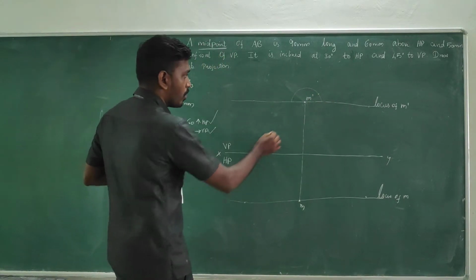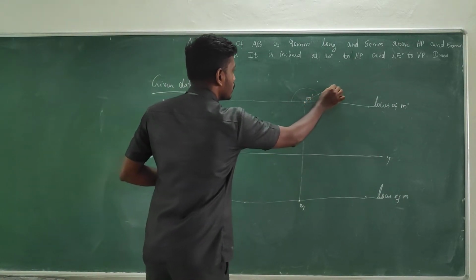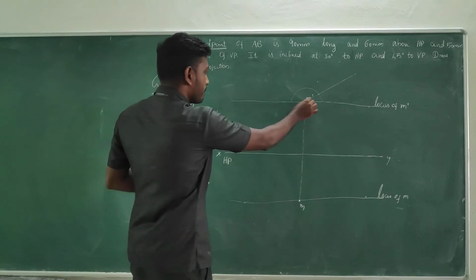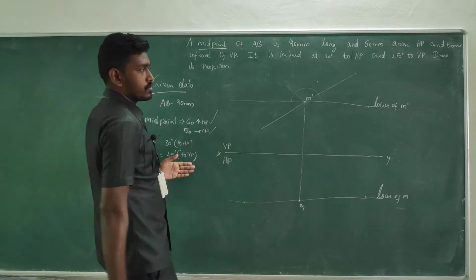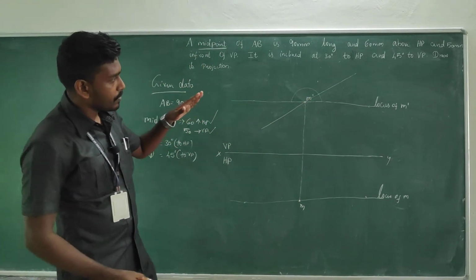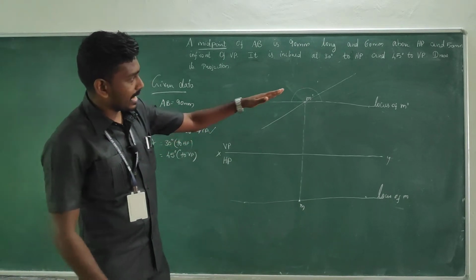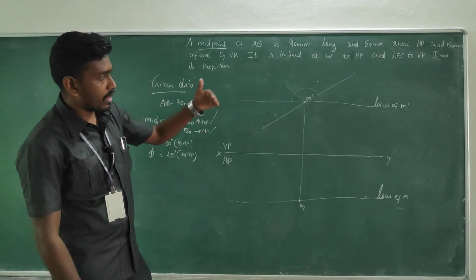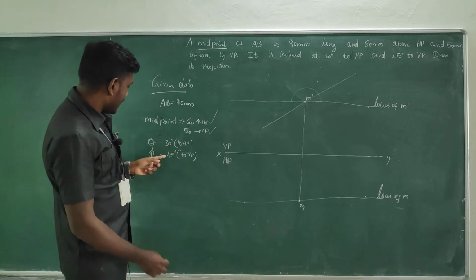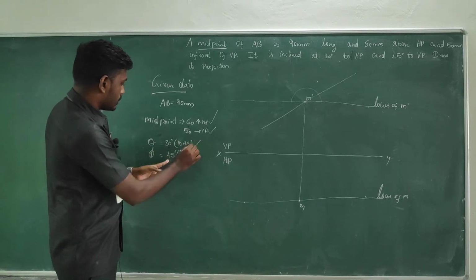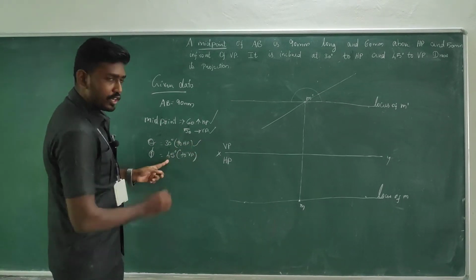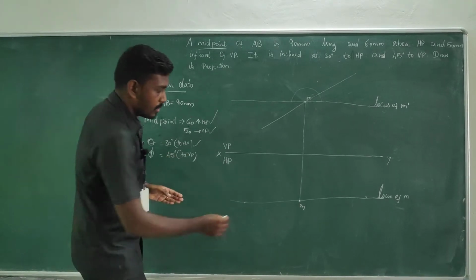Somewhere here you will get the point. With the help of it, go for an inclined line above and below, something like this. Since it is a midpoint, just extend the line in this manner, above as well as below. Same, this is done. Pi 45 should be captured in the profile.